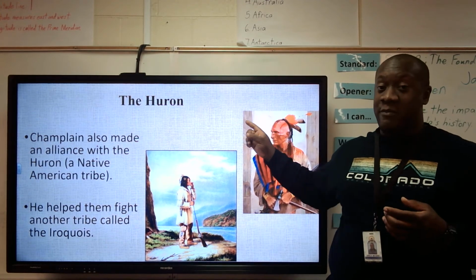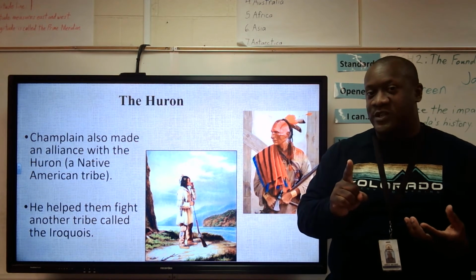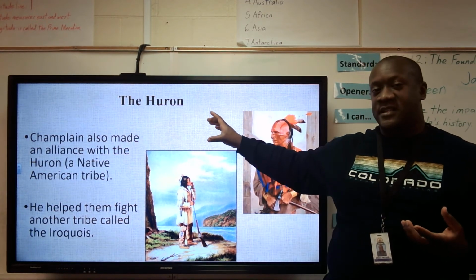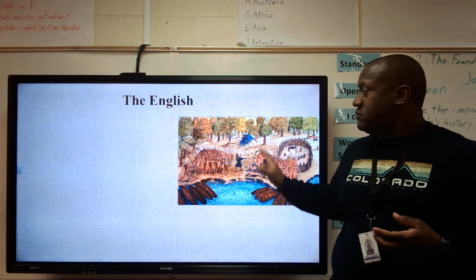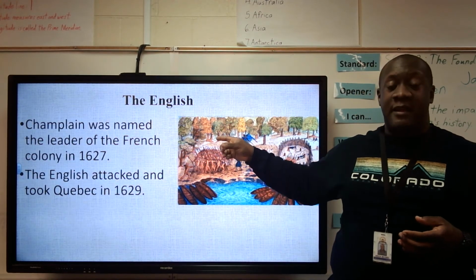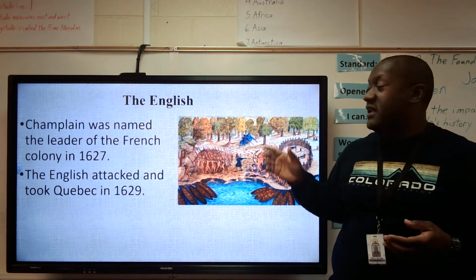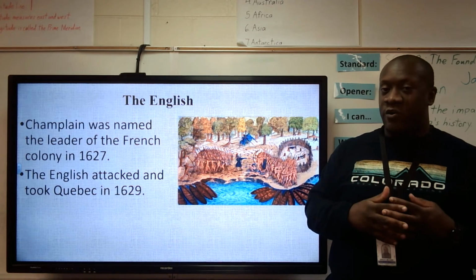So the Huron, very important. So Champlain founds Quebec City, but then also builds alliances that we're going to see later on when we look at the French and Indian War. Now, the English, even though Champlain is named the head of the French colony at Quebec City, the English are going to attack it in 1629 and actually take over Quebec.